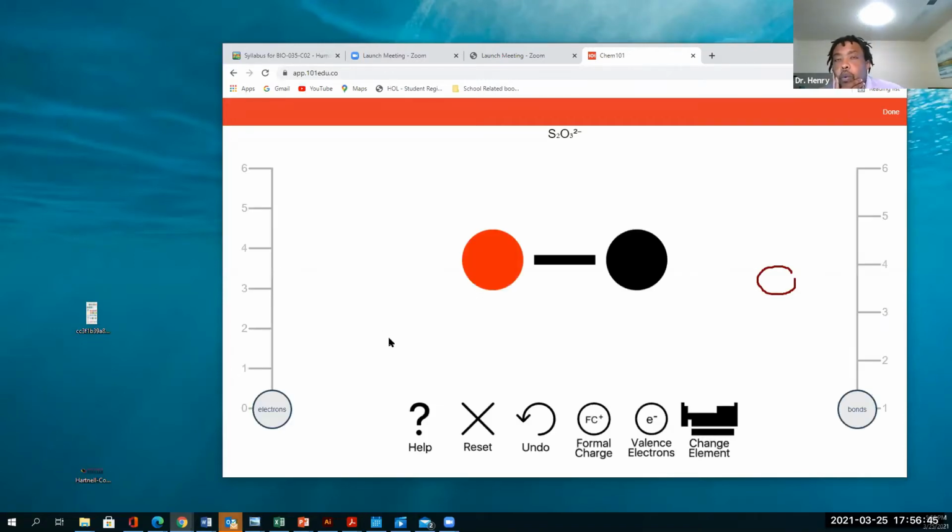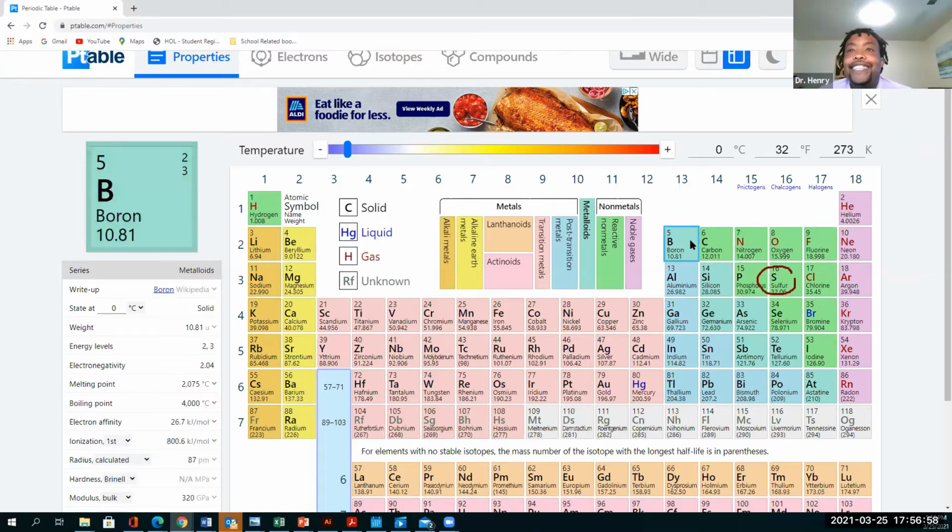Let me explain something else to you. Let's look at the periodic table. This is about how sulfur likes to be bonded. Sulfur is weaker in terms of electronegativity. Electronegativity is the desire of an atom to have the electron closer towards itself compared to its partner.